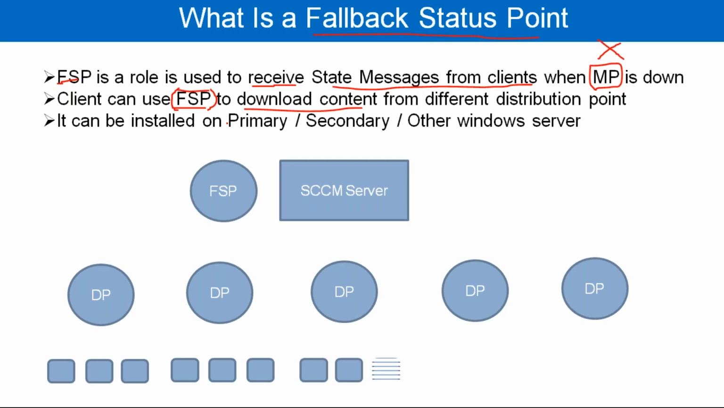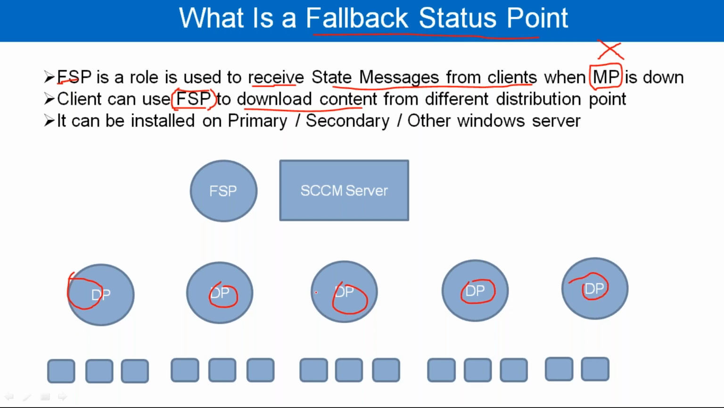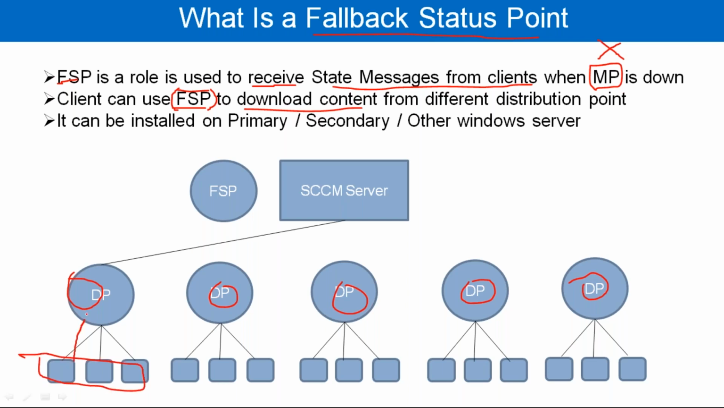So just to give you more clarity, for example, you have 5 distribution points, right? And these five distribution points are located in 5 different regions. Now, clients are assigned to these distribution points. So basically, these 3 clients are assigned to this distribution point. These 3 clients are assigned to this distribution point. These are assigned to this distribution point, and similarly this one and this one.